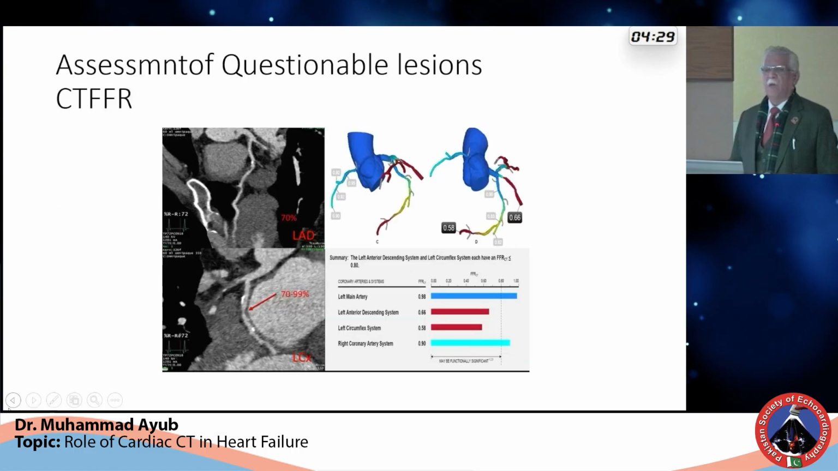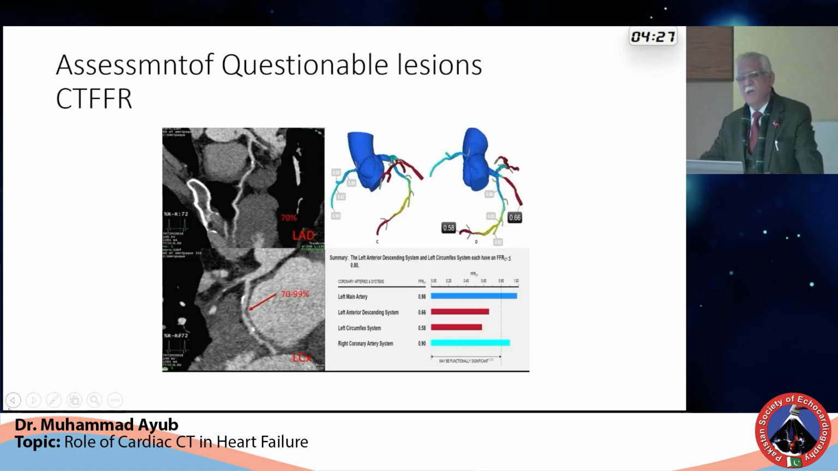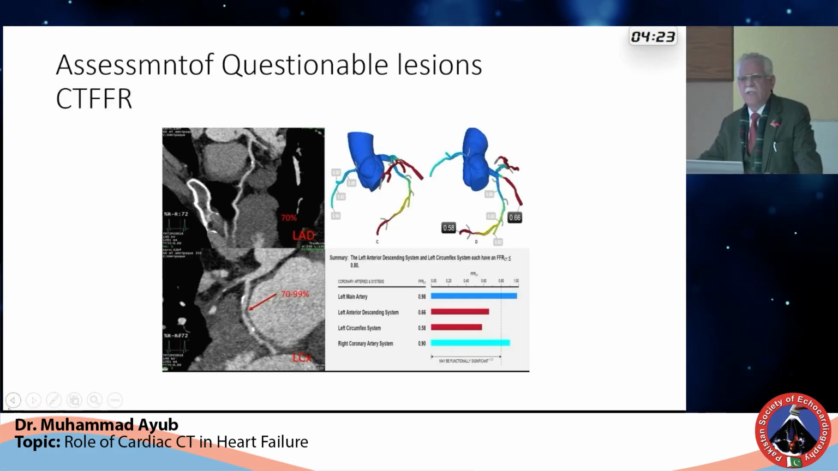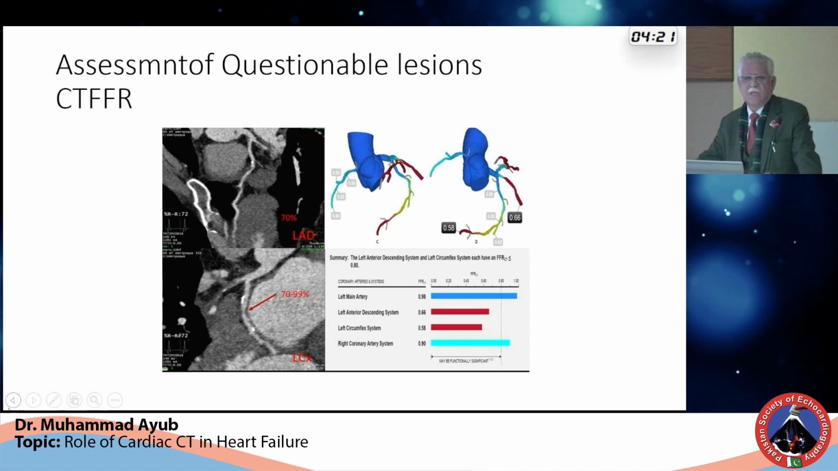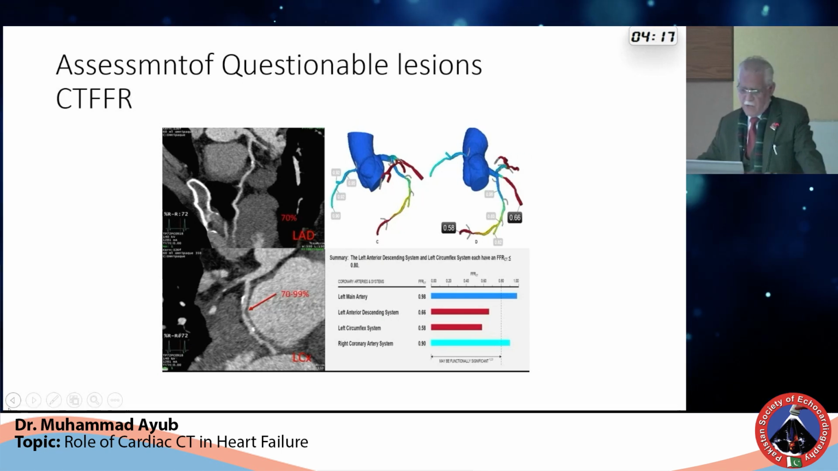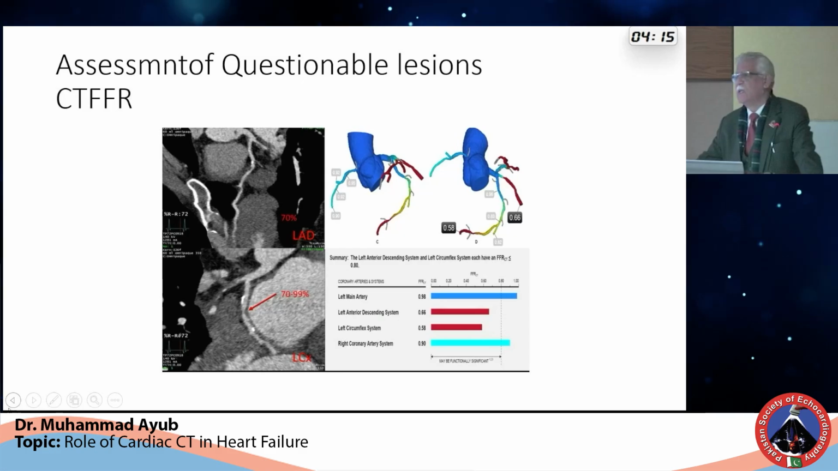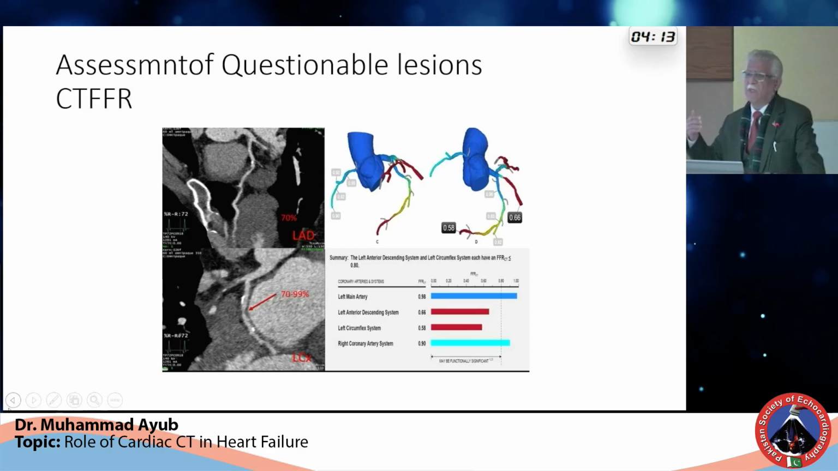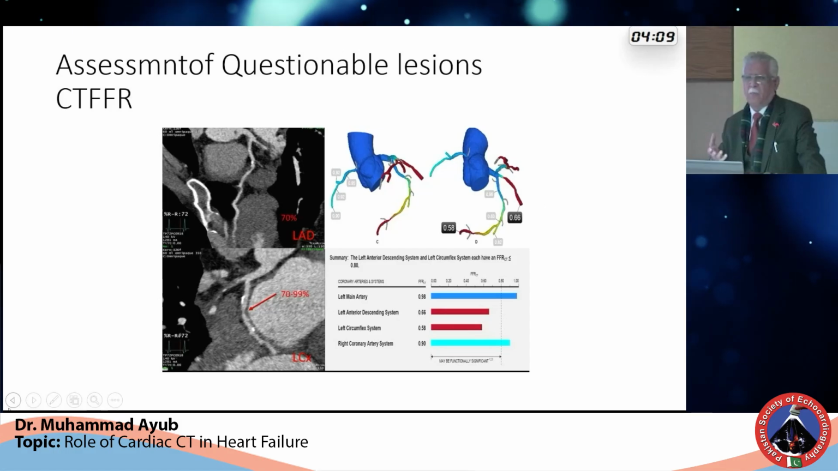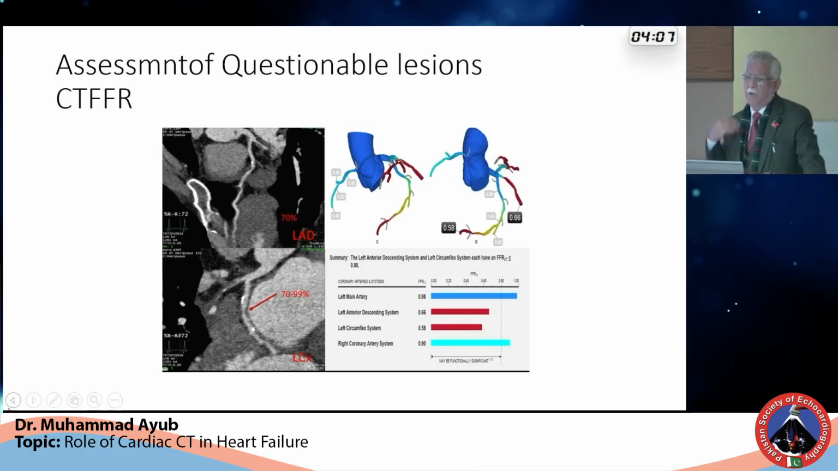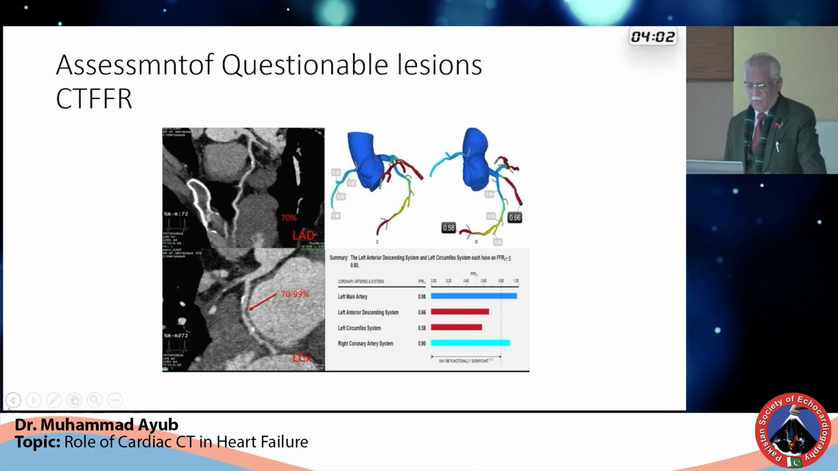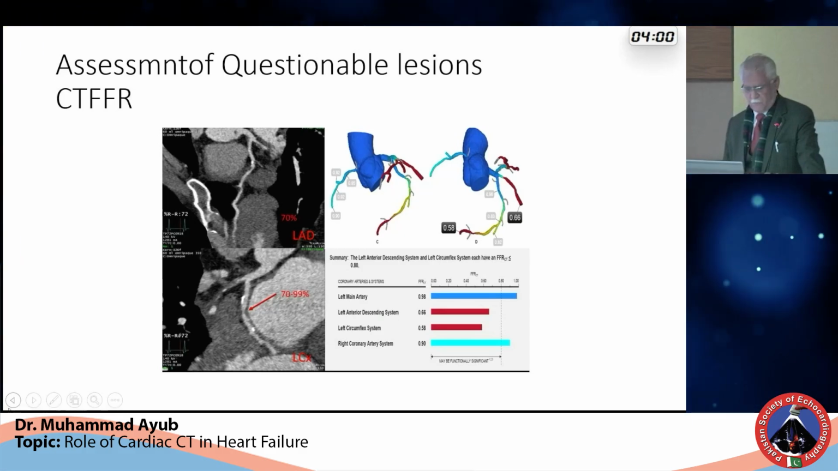And then some vessels which are not properly visualized in conventional angiography. The totally occluded vessels, sometimes you just see the stump of the vessel and you don't know what is beyond that occlusion. And since in CT you see the equilibrium image, whether the vessel is filled through retrograde or antegrade filling, it is visualized in cardiac CT. So it is a good tool in these cases also.